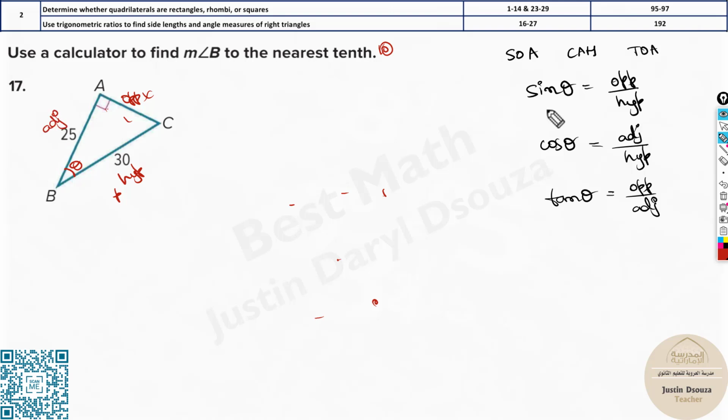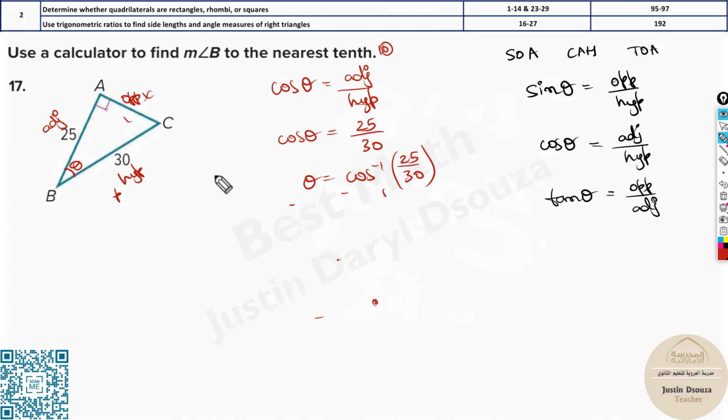Adjacent is given. Which formula now? The formula over here will be whichever is having hypotenuse and adjacent. That is cosine. Cosine theta is equal to adjacent by hypotenuse. You need to write this formula first. Now we'll write cosine theta is equal to, substitute, adjacent is 25 divided by 30. So don't write cosine again. Let's just write theta is equal to cosine inverse of 25 divided by 30.